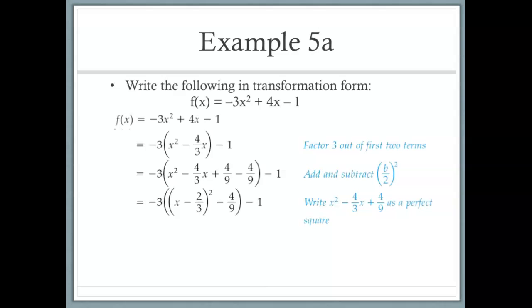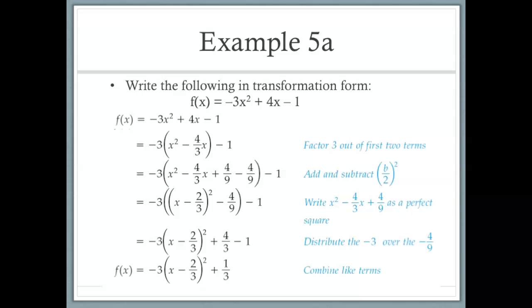Now we are almost done. We just need to distribute that negative 3 to the x minus 2/3 squared and to the minus 4/9. So for the first part, we're not going to multiply it all out. We just want negative 3 times x minus 2/3 squared. And then we are going to multiply the negative 3 times the negative 4/9, which is positive 4/3. And the last thing we're going to do is combine the 4/3 and the minus 1, and that's equal to 1/3.